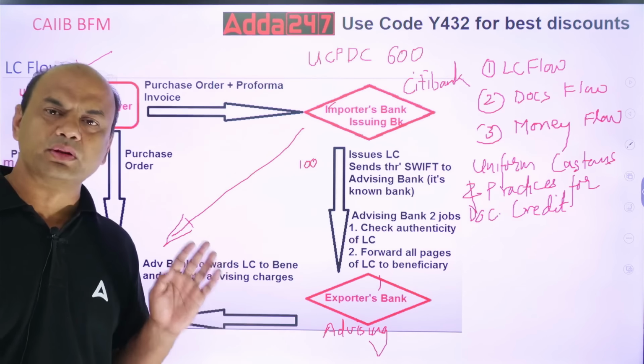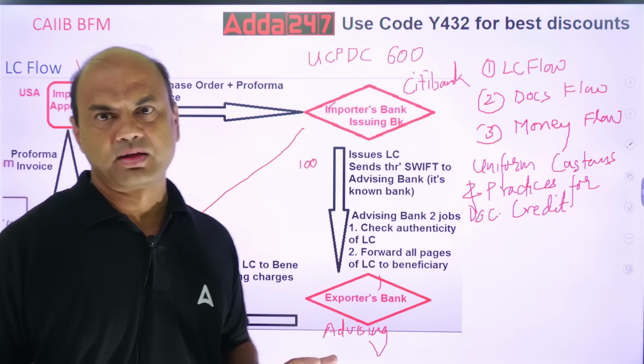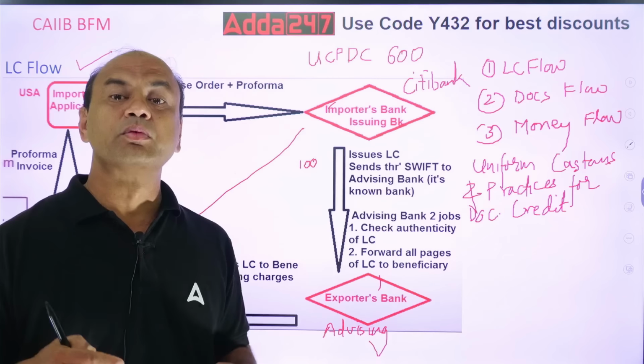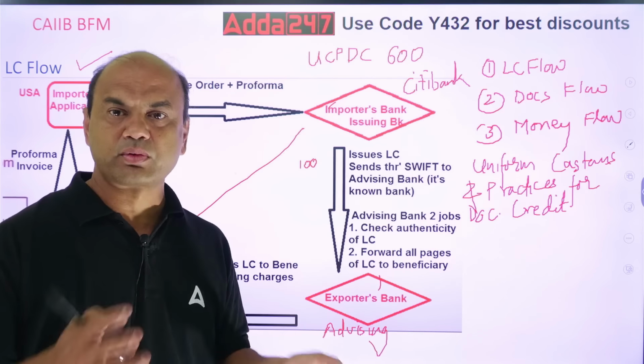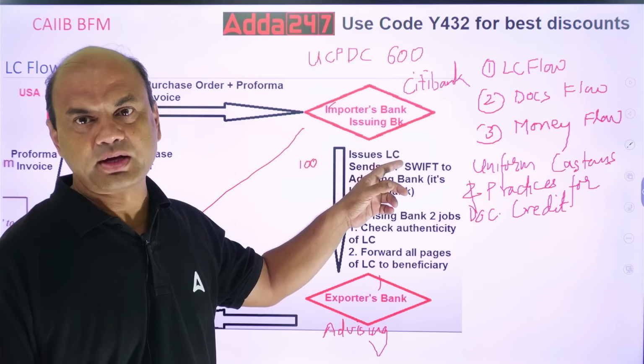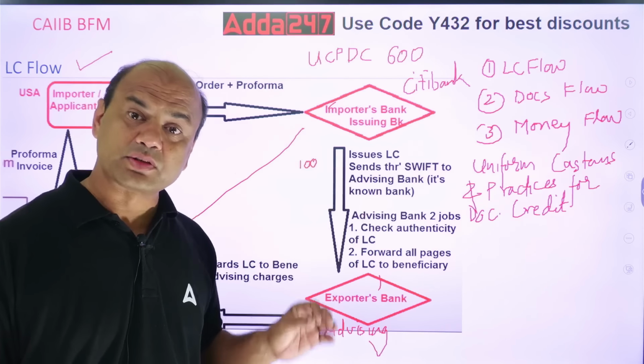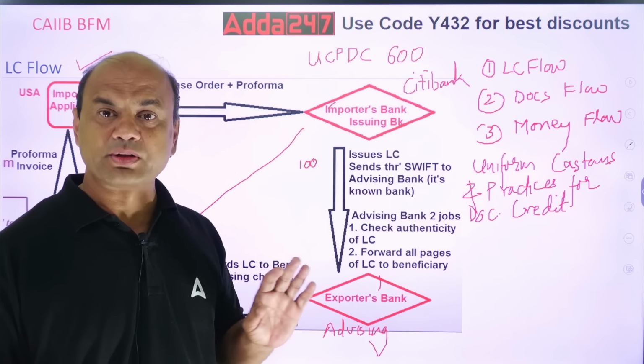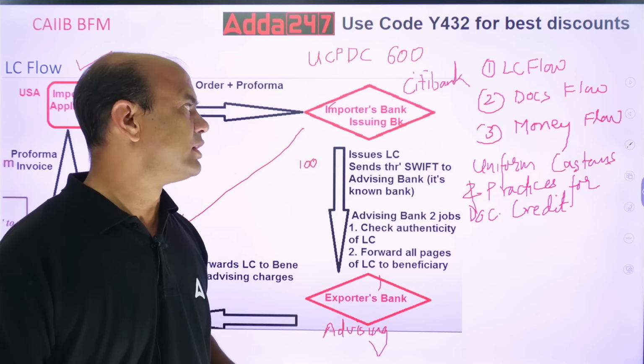Remember, these are the only three flows. Flow means movement, movement of one to another. So LC moves, documents move, and then money moves. And the sequence is also the same. The sequence will not be changed.